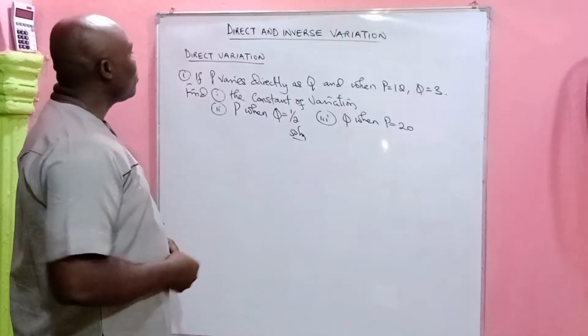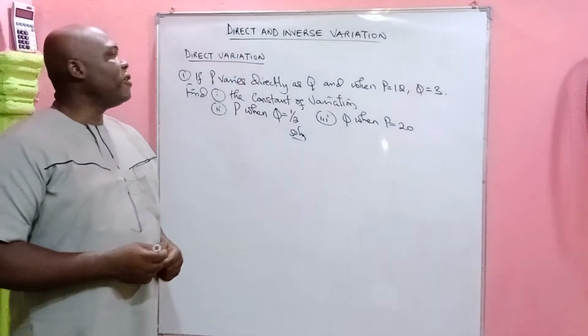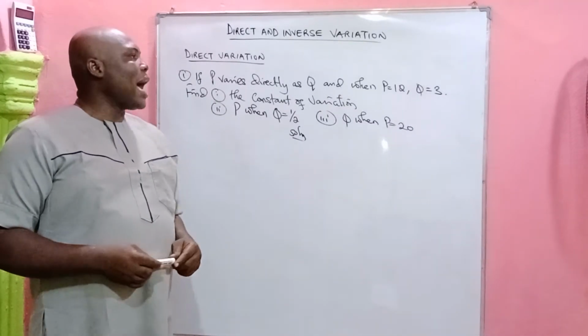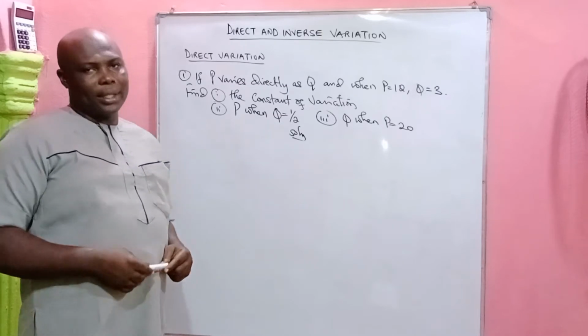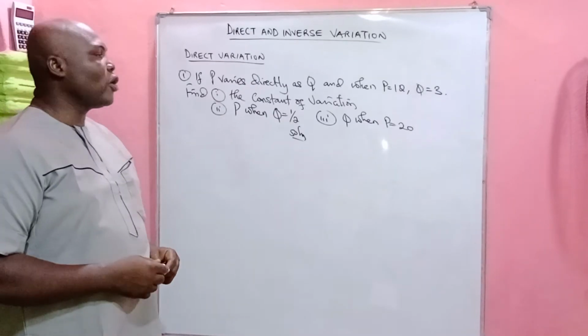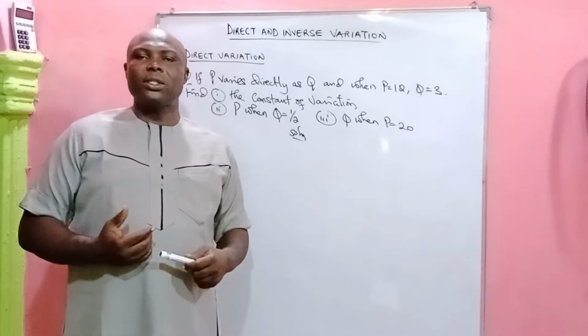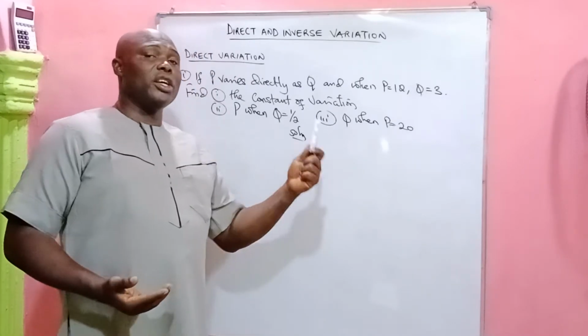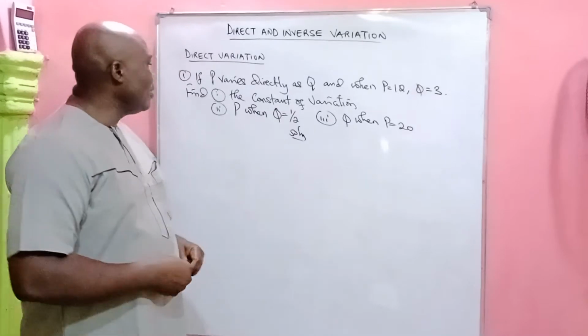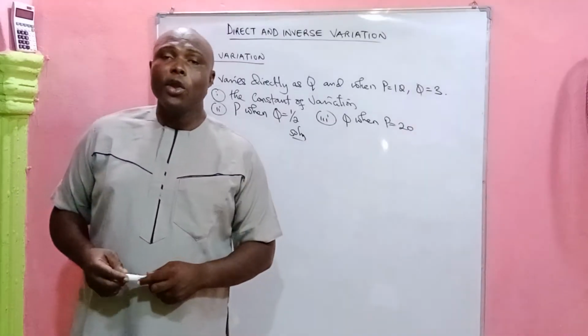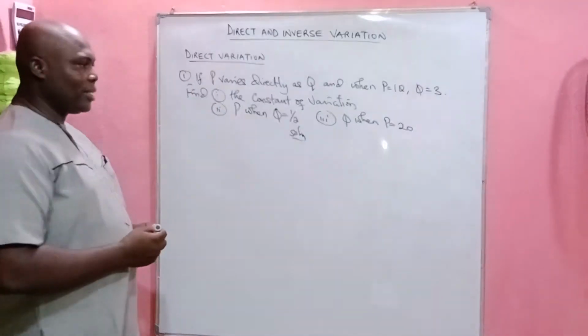All right, so we have one question on the board and it says if P varies directly as Q and P is 12 when Q is 3, first and foremost, look for the constant of variation. We call it the constant of variation or the constant of proportionality, because variation and proportionality are the same thing. And then we should find P when Q is half and Q when P is 20.